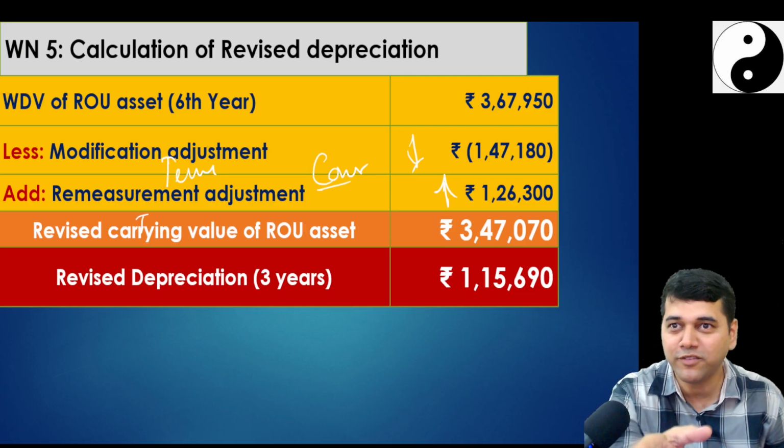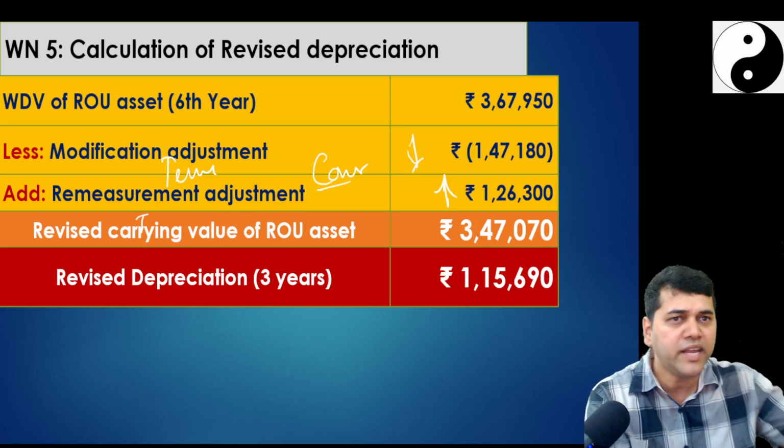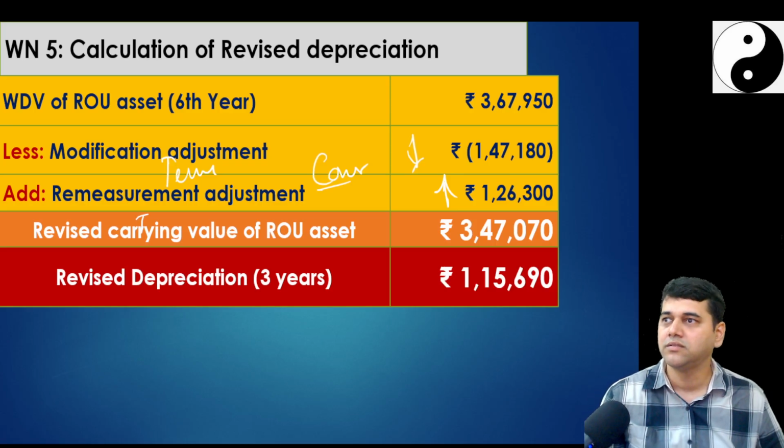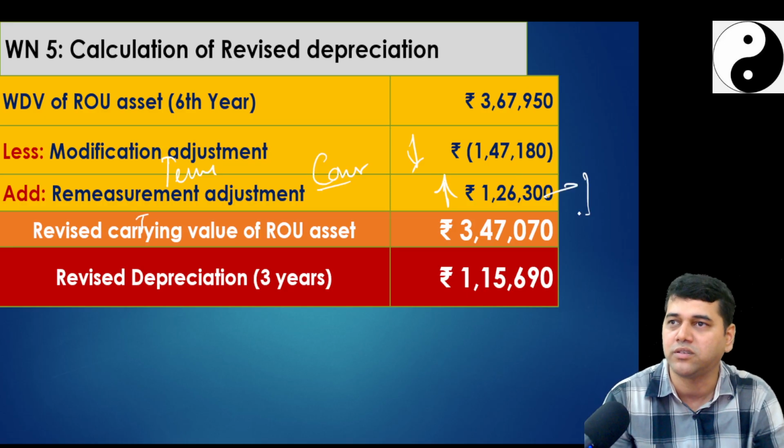All happened because of the mixture, no? Otherwise, I would tell you that the 1,500 additional you took, take it at a market rate, finish. Then why do we have to do all this headache? Where is the remeasurement adjustment going to come into the picture?